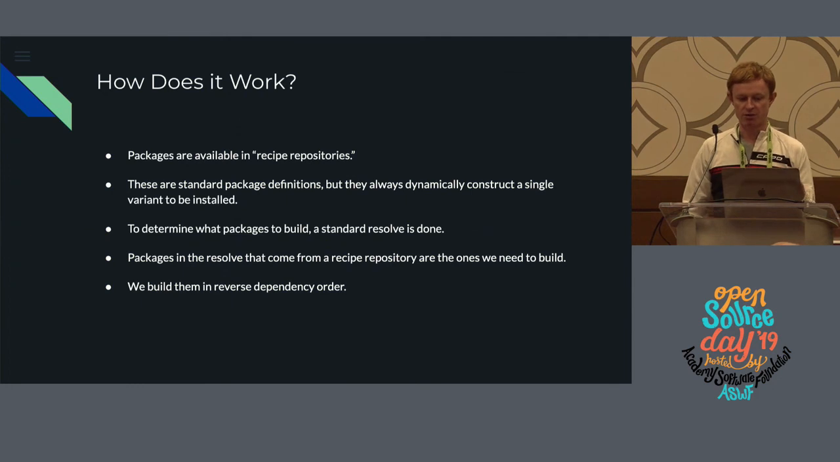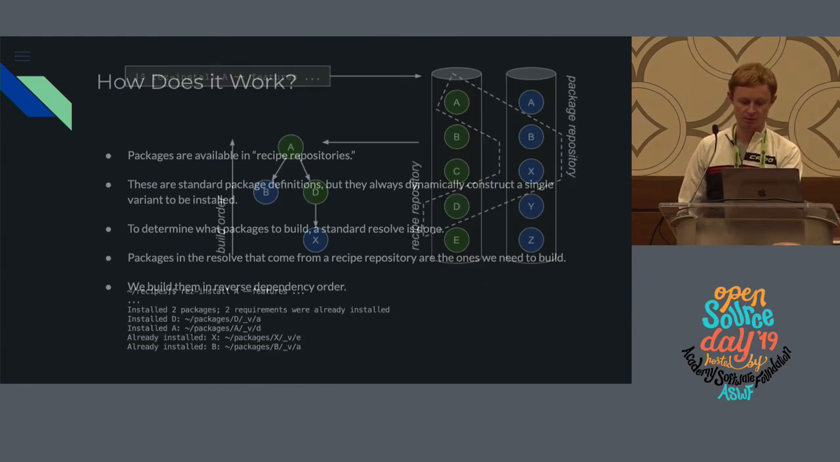What it then does, in order to determine what dependencies need to be built, is perform a standard resolve across both the recipe repositories and whatever existing package repositories you have. And then when you get the result of that resolve and you go up in reverse dependency order, that tells you what packages need to be built in order to satisfy all the requirements.